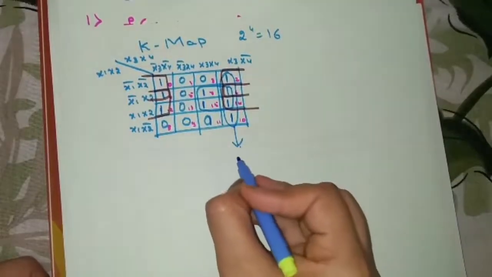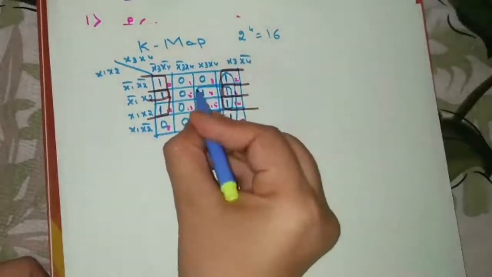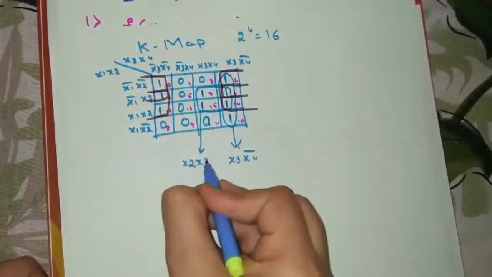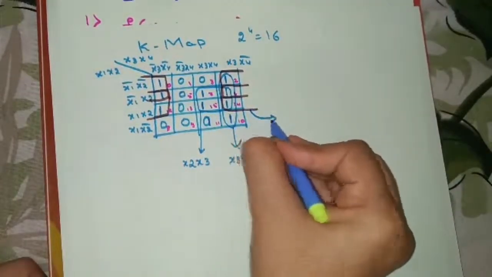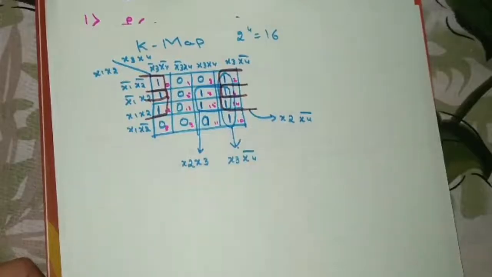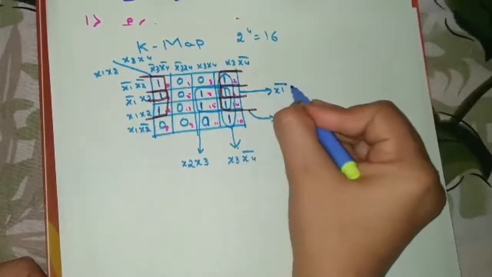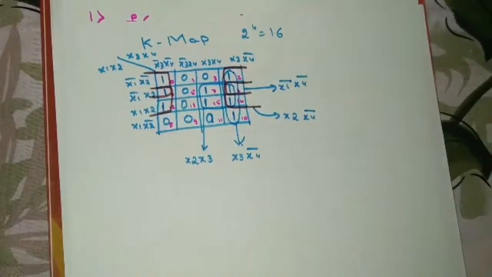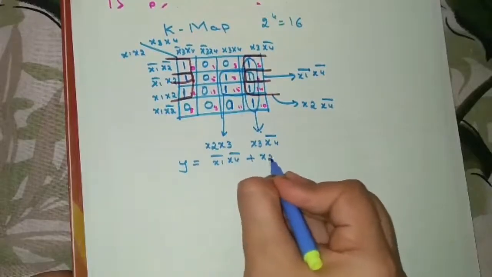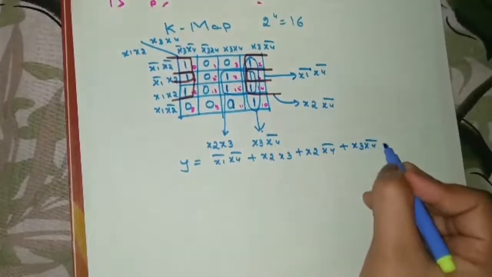So we will now find out the output. From this quad, we have a common x3, x4 bar. From this quad, we have a common x2 and x3. From this quad, we have common x2 and x4 bar. This quad we have x1 bar and x4 bar. So this is the output: y is equal to x1 bar x4 bar plus x2 x3 plus x2 x4 bar plus x3 x4 bar.